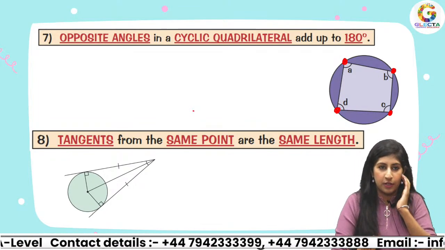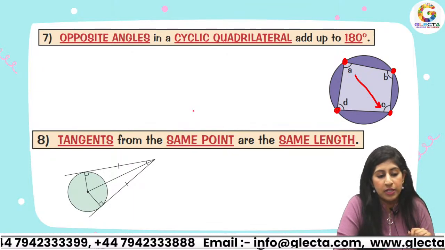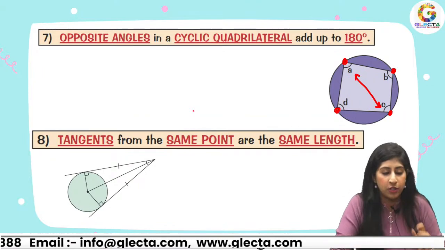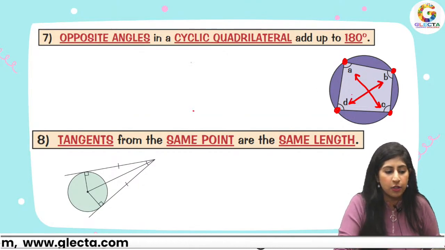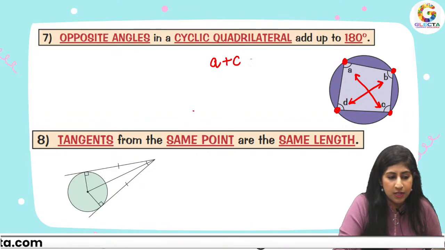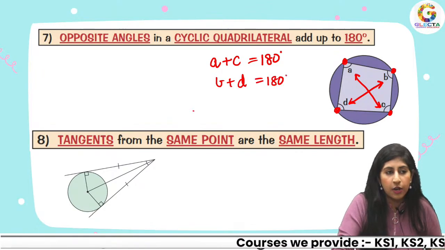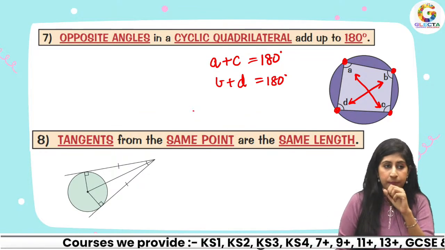Alright, that's important. Right. So over here in a cyclic quadrilateral, we say the opposite angles add up to 180 degrees. Very good, Advait. So over here, B and D, these are the opposite angles. So I would say A plus C is 180 and B plus D, that's equal to 180 degrees. That's what we have.